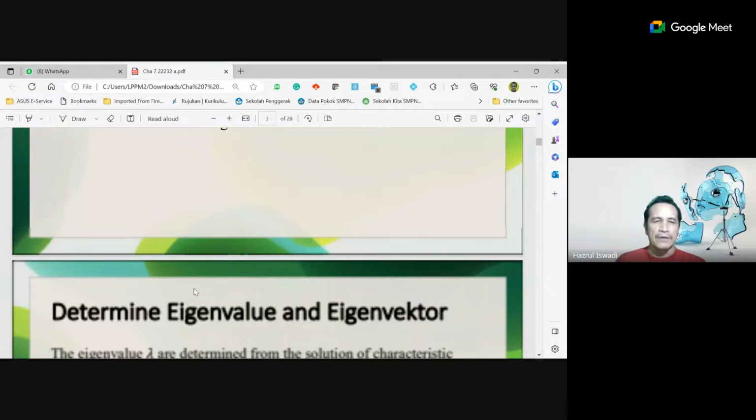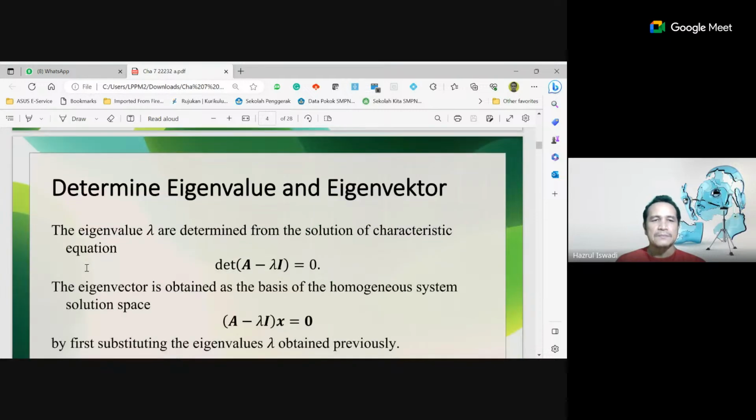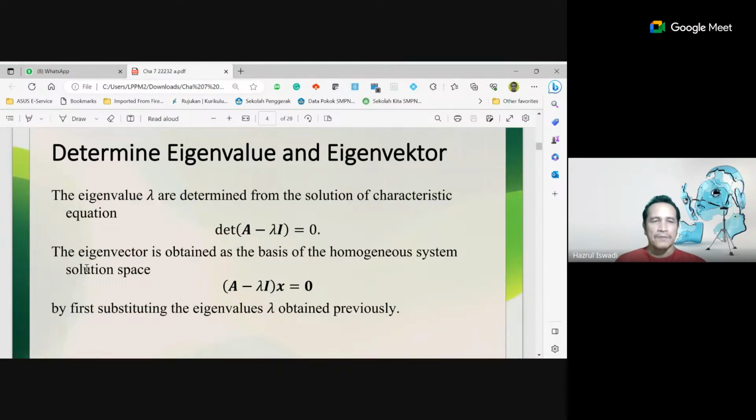Oh, sorry, I will tell you about eigen. Eigen is a word from German. It means characteristic, the character of a matrix. Eigen is not the name of a person, but a word from German. Okay, we go back to our problem.